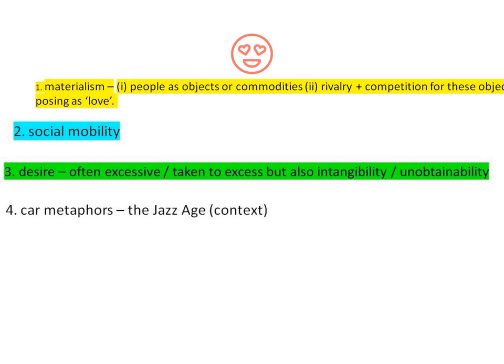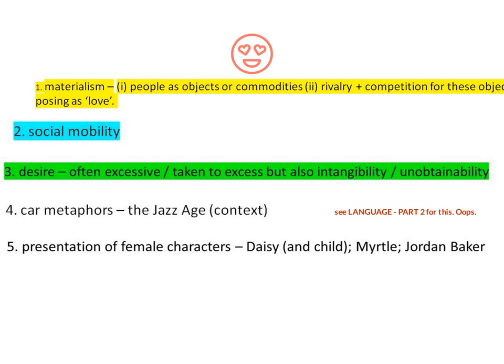Language area number 4 will relate to some car metaphors or car imagery, which occurs throughout the novel, which is linked to the jazz age. Again, see the context video. And finally, we have a close language analysis of Fitzgerald's presentation of female characters. So there are 3 on show there. Again, we've started to raise some of these ideas in the context video, but we'll zoom in more specifically with close language analysis for this area.